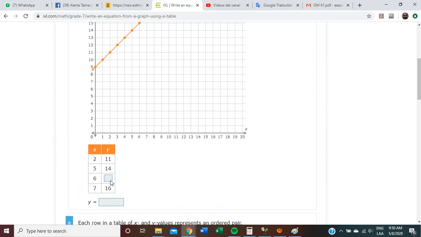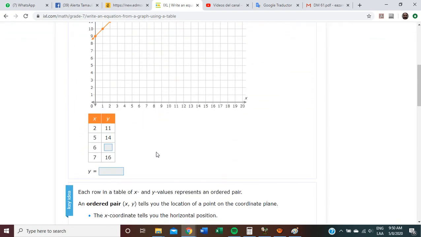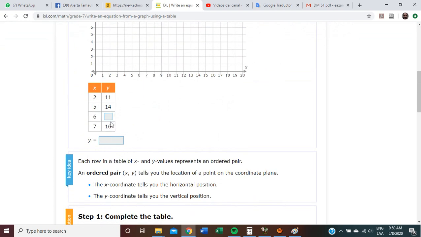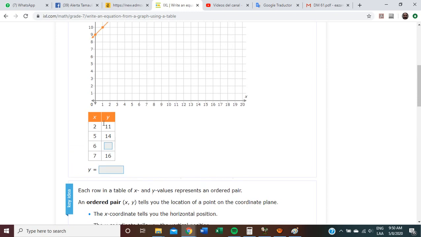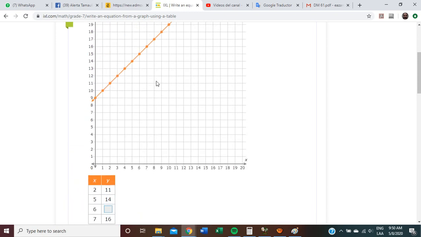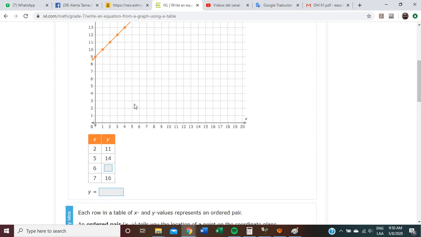Sorry, this is not a problem, it's just a learn with an example. I wanted to write 15 here. So now I know that when x equals 6, y is going to be 15. And when x equals 7, we follow this line, y equals 16.